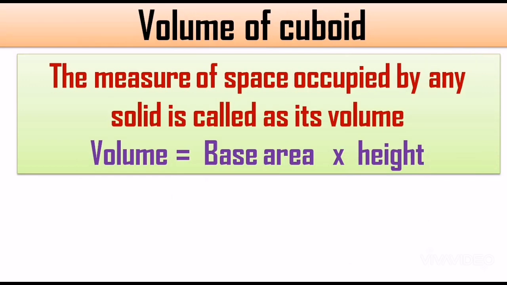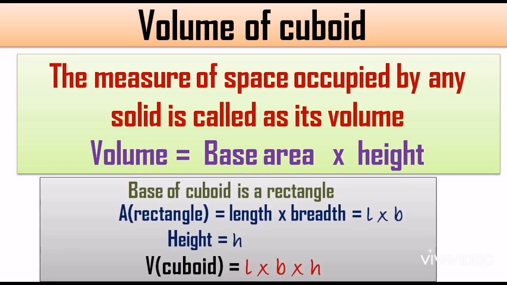For the volume of cuboid, as it is made up of rectangles, the base area is nothing but the area of rectangle. That area of rectangle is nothing but length into breadth. Cuboid has three different dimensions, that is length, breadth and height. Usually they are not same. That is why different letters are utilized. The height is represented by letter H and the area of rectangle we know is length into breadth. So we have written L into B.